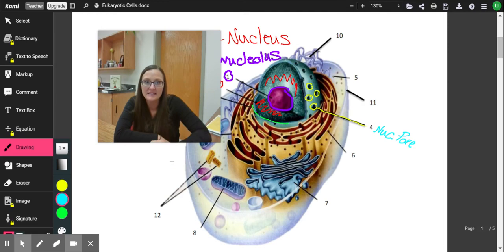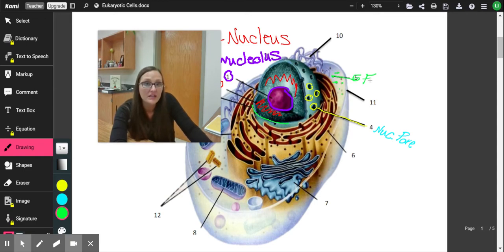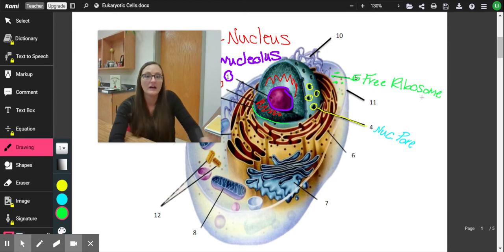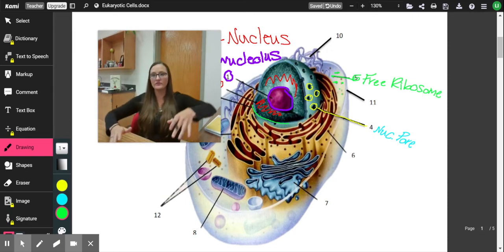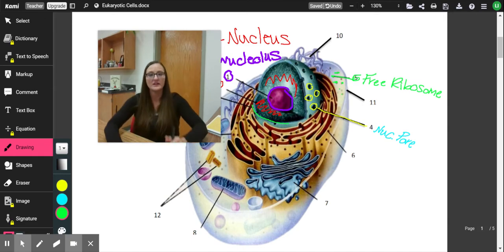Okay, so let's see here. 5. So 5 is up here, and it's pointing to these little tiny freckle-looking things here. Okay, 5. 5 is what we call a free ribosome. And what we mean by that is that they sort of float freely in the cytoplasm. They're not tied down to anything. They're not attached to anything. They just kind of float.